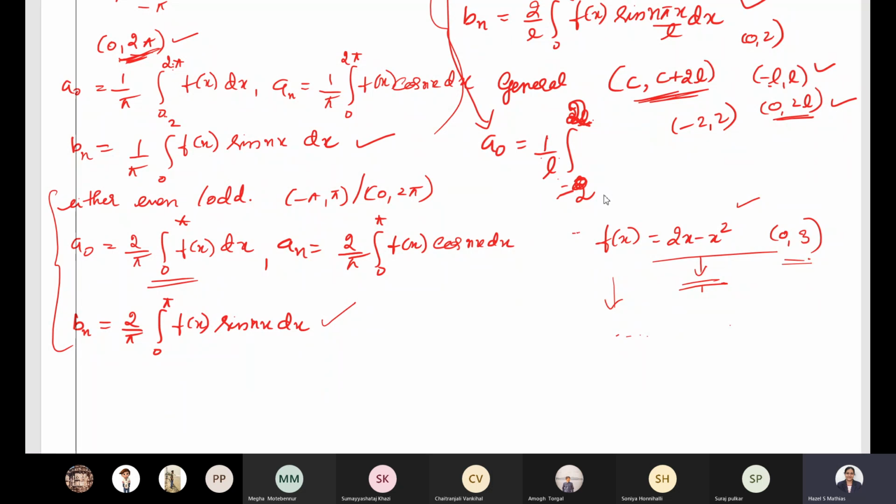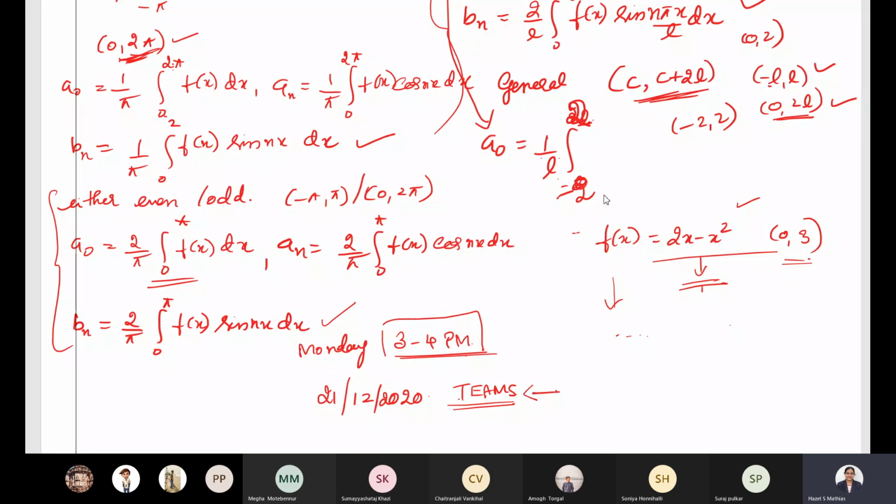Okay, so on Monday there will be a test, 3 to 4 p.m. What's the date on Monday? 21st. Am I correct? 21st December 2020. There will be a test 3 to 4 p.m. You need to upload your answer scripts in Teams. Only if you are honest, upload your answer sheets. Or else please do not upload. You can sit and practice. Is it okay, everybody?